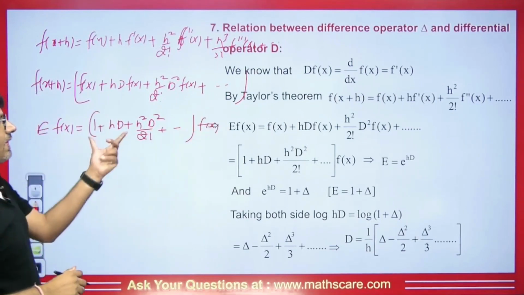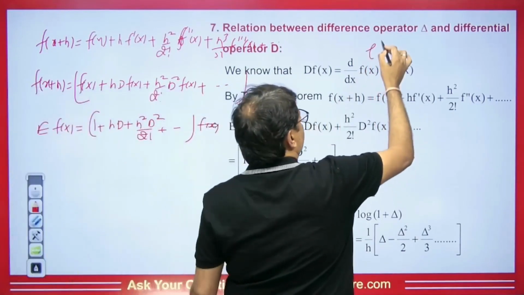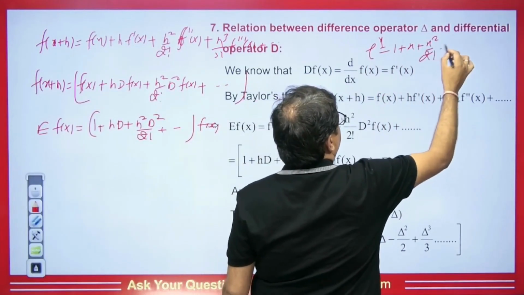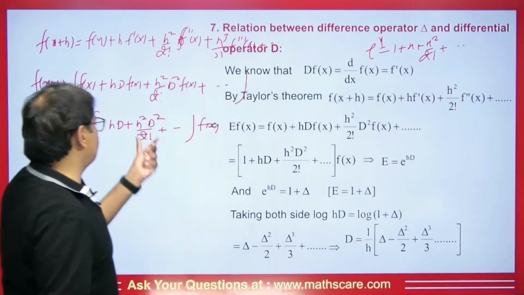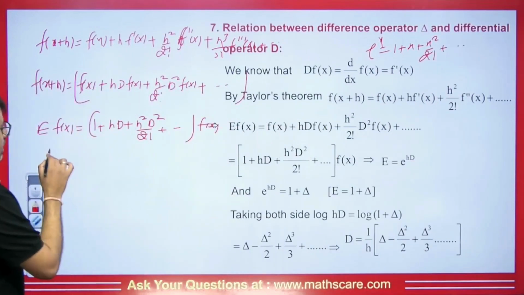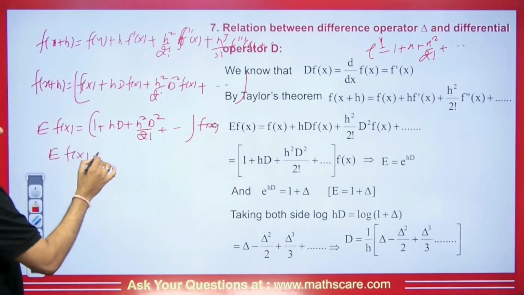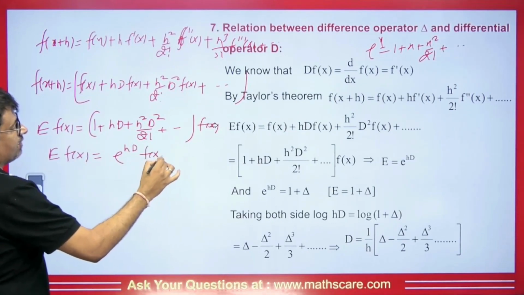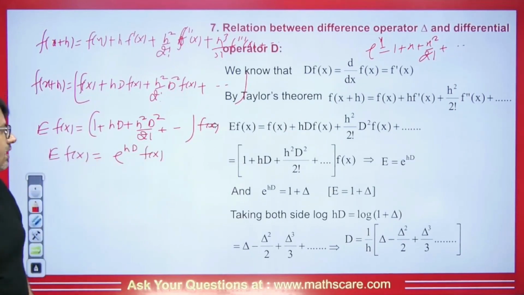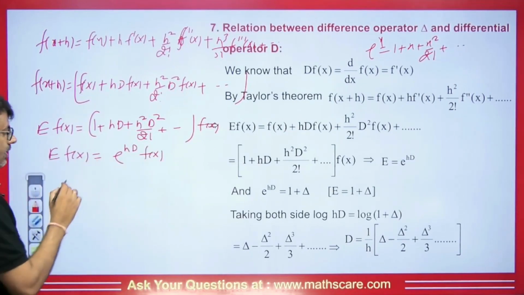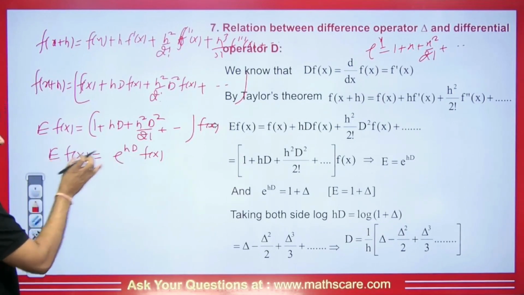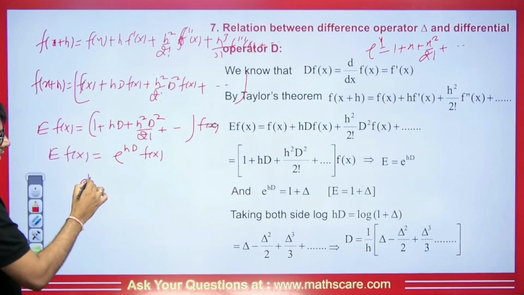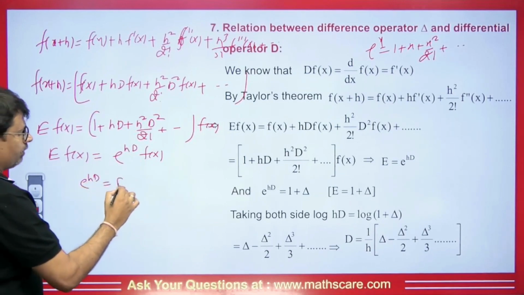Here we have the series of e power x. If you have seen the series, it's 1 plus x plus x square upon 2 factorial, so this is the series for e power x. In place of x, we have hD. So E f(x) is equal to e power hD into f(x). Now f(x) and f(x) are removed. Here E is equal to e power hD is what we have.